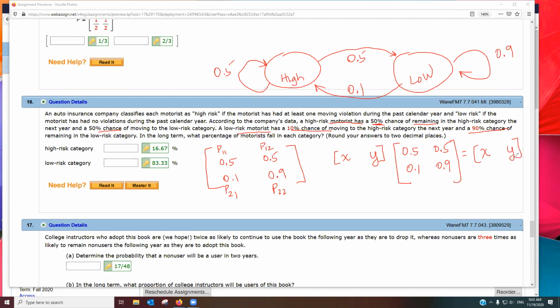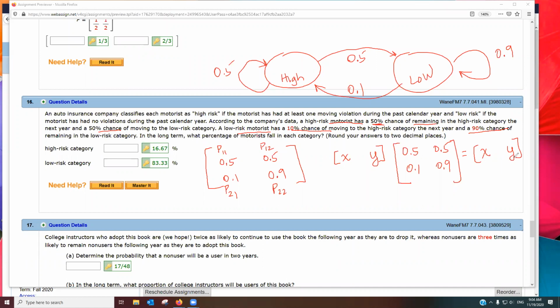So what happens is, in the long term, by applying the transition matrix, the initial vector doesn't change. We call that steady state. It's kind of like you've settled down to a distribution, a percentage of motorists that is not going to change over time. All right, so I need to solve this equation.